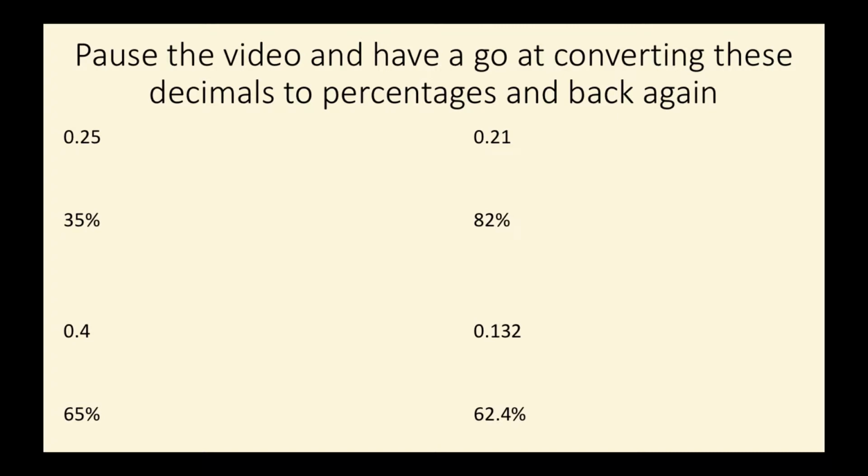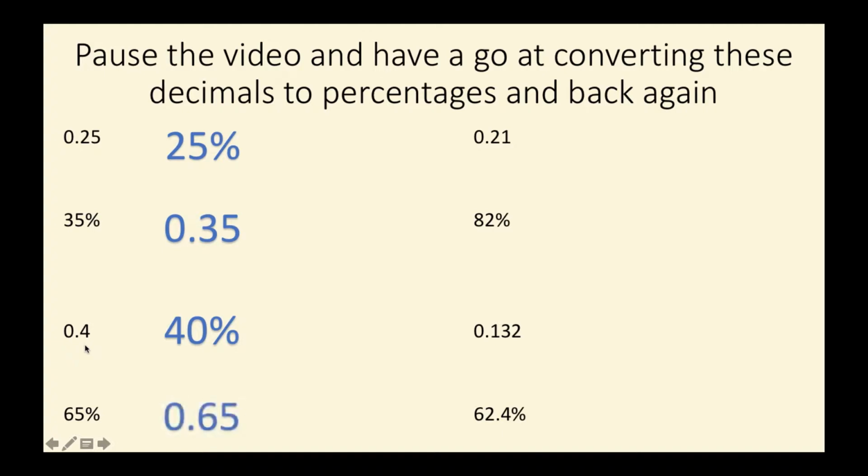Okay, if you paused the video and had a go, let's have a look at this one. 0.25, easy, 25%. And then I want you to do the opposite for this one. So 35% must be 0.35. 0.4, right, be careful, it's not 4%, it's 40%. Make sure you're timesing by 100. Okay, 65%, 0.65. So just to make you aware, this 0.4 is 40%, but 0.04 is 4%. Okay, so just remember that. 0.21, 21%.